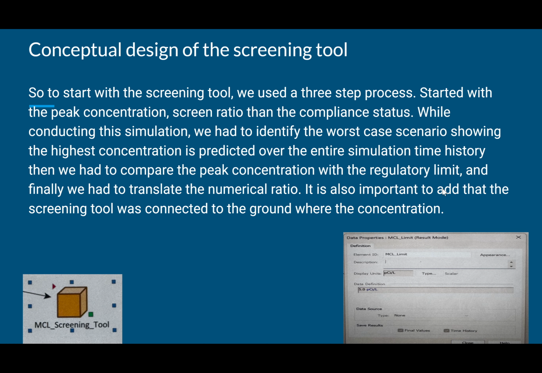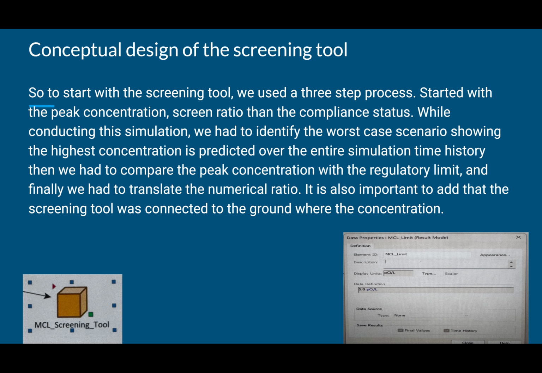Next slide is the conceptual design of the screening tool. So to start with the screening tool, we use a three-step process. It started with the peak concentration, then the screening ratio, and then the compliance status. While conducting this simulation, we had to identify the worst-case scenario, showing the highest concentration predicted over the entire simulation time history. Then we had to compare the peak concentration with the regulatory limit. And finally, we had to translate the numerical ratio.